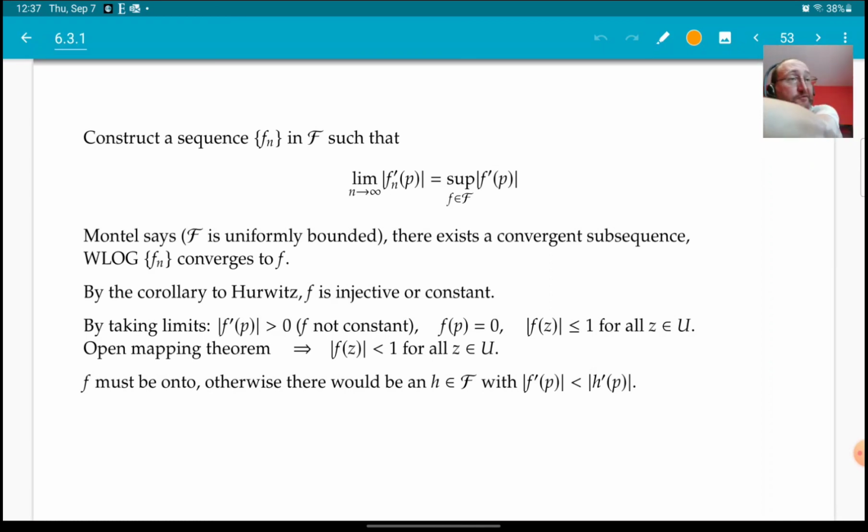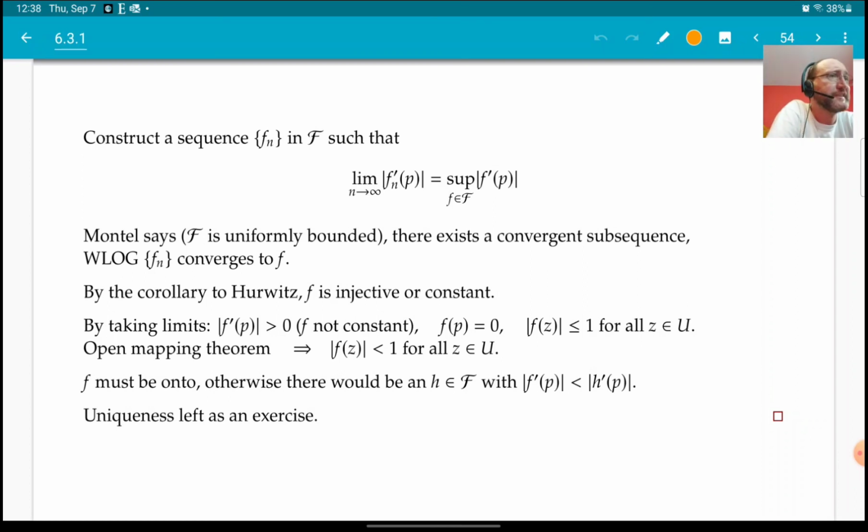And what we just argued, f must be onto, because if it wasn't onto, it wouldn't have been the maximizer. There would be an h in F with a bigger derivative. We know that it's the one with the maximal derivative, right? It's the supremum over all functions in F. All right, uniqueness is left as an exercise. So at this point, you don't have that it's necessarily positive. You might have to rotate, so multiply by e to the i theta, to really get the f from the theorem. And then its uniqueness, I'm just going to leave it as an exercise. It's not hard.